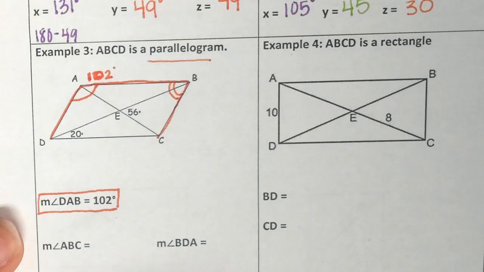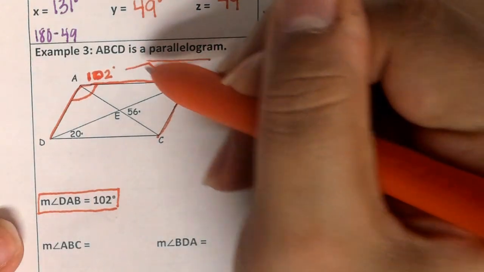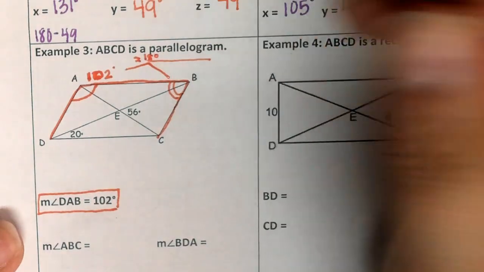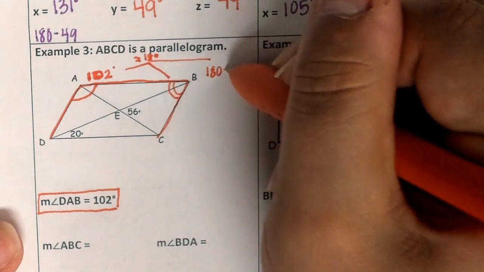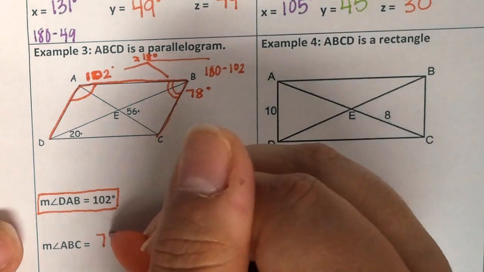78, not 102. A to B to C. 78. Why 78? Supplementary angle. These add up to 180. So what is 180 minus 102? It is 78 degrees.